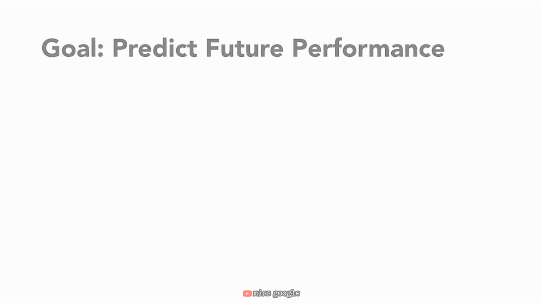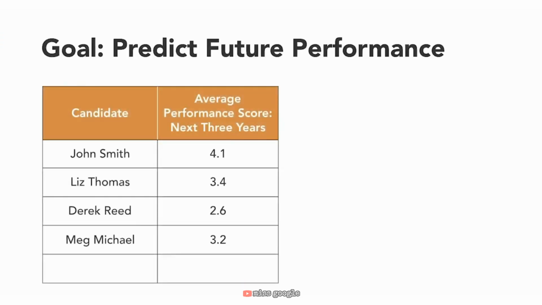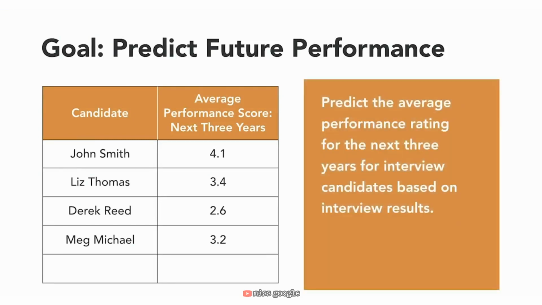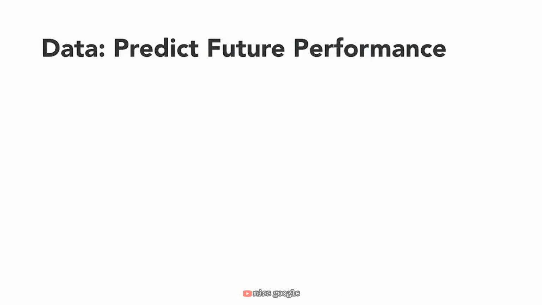So what is our goal? Given a candidate's past details and interview performance, predict the candidate's performance score for the next 3 years. For every candidate, come up with a score from 1 to 5, with 5 being the highest. What input data would we need?